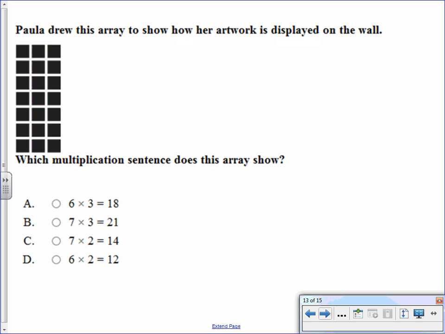Number 13. Paula drew this array to show how her artwork is displayed on the wall. Which multiplication sentence does this array show? Everybody do a quick count. Look at the choices. I'll move my pen along the rows in case you can't count them from your seat. Mia P. Great. 7 times 3 equals 21.